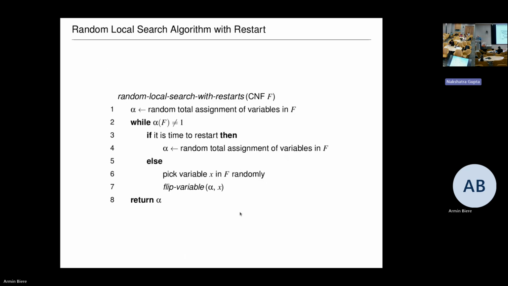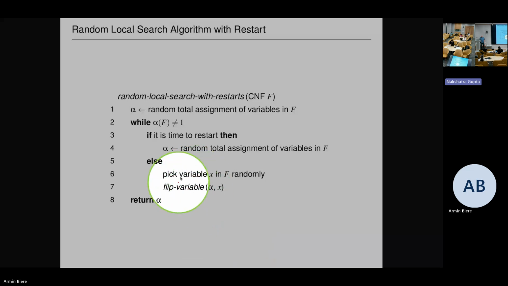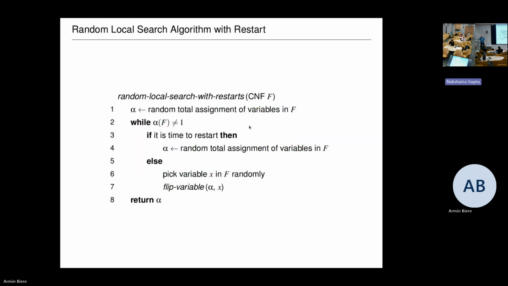So the simplest way to get PAC, to get it complete, is what you see on this slide. It's the same algorithm you had before, and you will see this multiple times. Before we only had this part here, but now there's an if which says, if it's time to restart, just get a new random assignment. Is this PAC? Is it complete? You're shaking your head. Not complete? No, this is complete. Why?